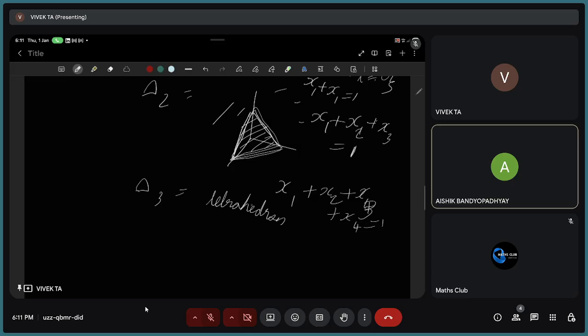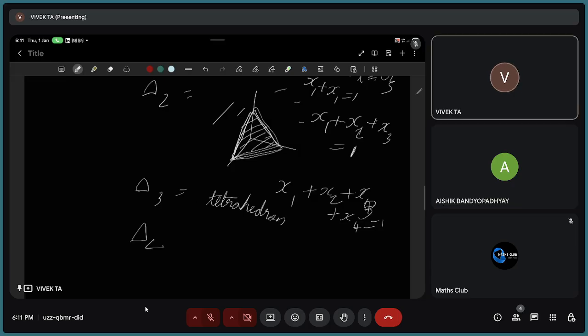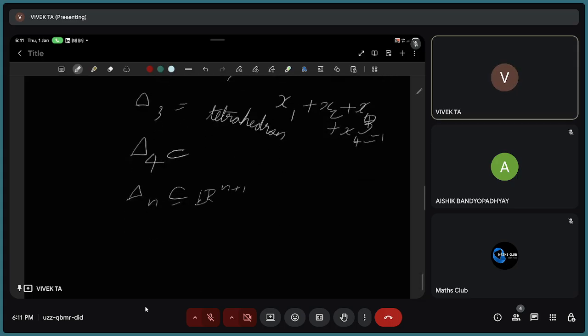Okay. And then again, you can define delta 4, which is in delta 5. So essentially, a delta n is a subset of R^(n+1). That is the crux of it. Did you get it?